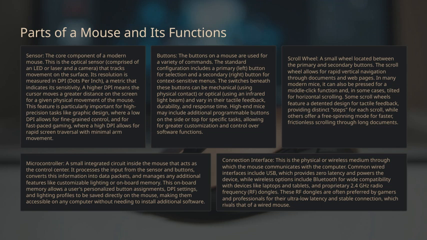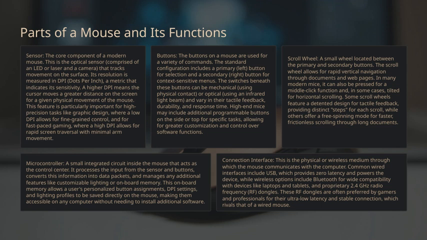The standard mouse has a primary left button for selection and a secondary right button for context menus. The switches underneath can be either mechanical, which use physical contact, or optical, which use infrared light beams. These switches vary in tactile feedback, durability, and response time. High-end mice often include extra programmable buttons on the sides or top, giving you more control and customization for different software functions.